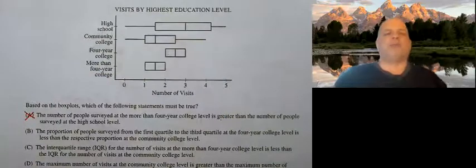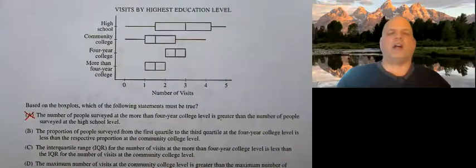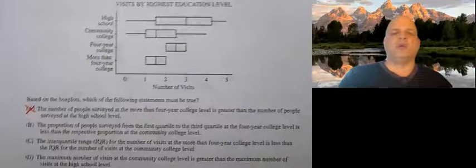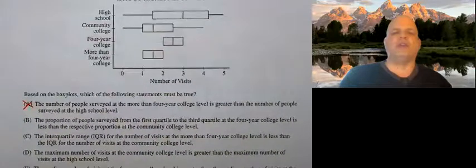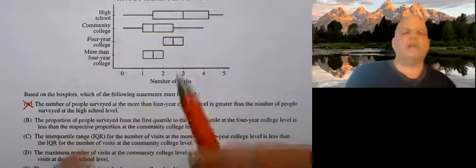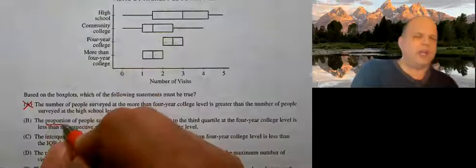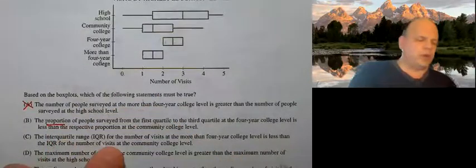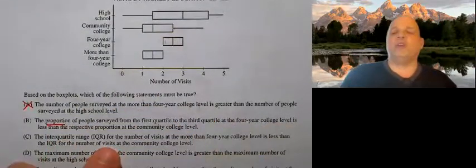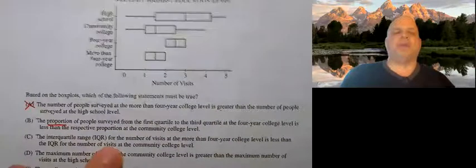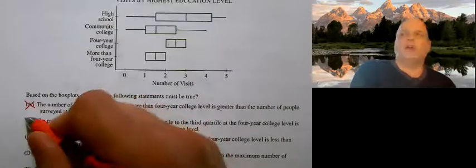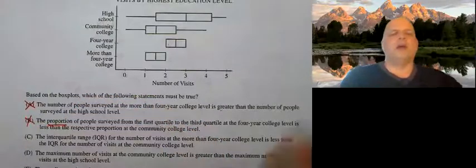The proportion of people surveyed from the first quartile to the third quartile, in other words, 50% at the 4-year college, is less than the respective proportion at the community college. And the answer is no, because the proportions are going to be the same. It's still going to be Q3 minus Q1, which is 50%. So it doesn't matter what the size of the population is, it's going to be 50%. So that one is false.